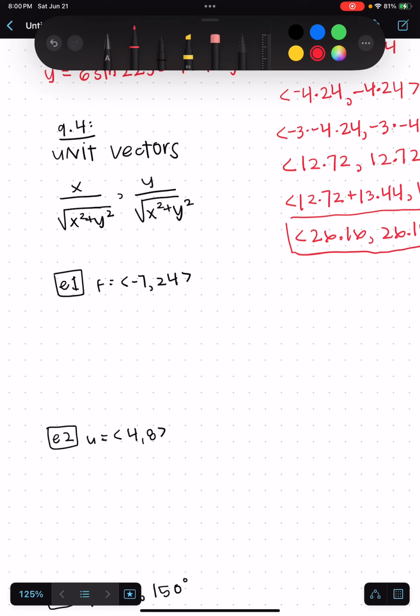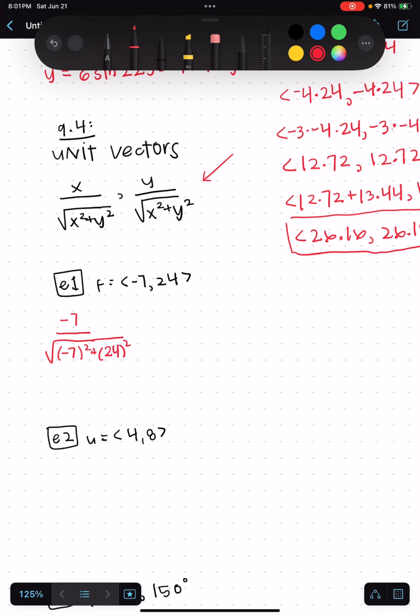Now, in order to put something into unit vector form, you just need to use this formula that's right here. So it's x over the square root of x squared plus y squared, and then y over the square root of x squared plus y squared. Remember, or see if you can recognize that the bottom of that is just the magnitude formula. So if it's easier for you to find the magnitude first and then plug it into the formula, that's totally fine with me. So on this first example, we know our x is negative 7. I'd have negative 7 over the square root of negative 7 squared plus 24 squared.